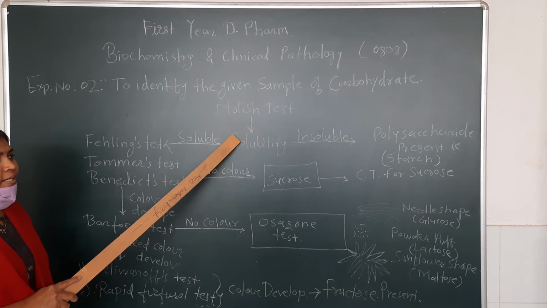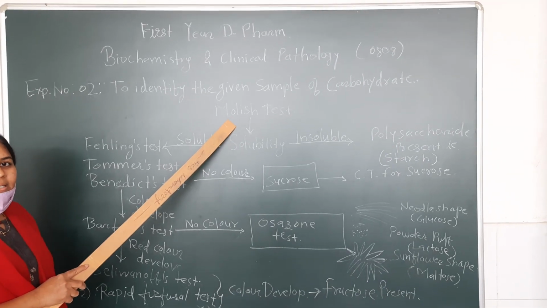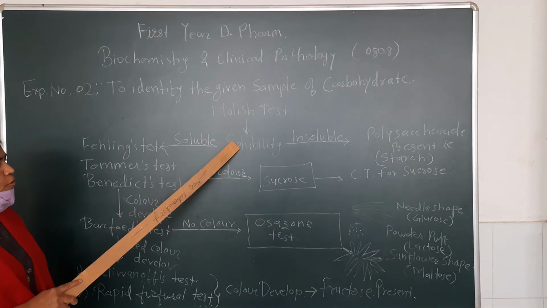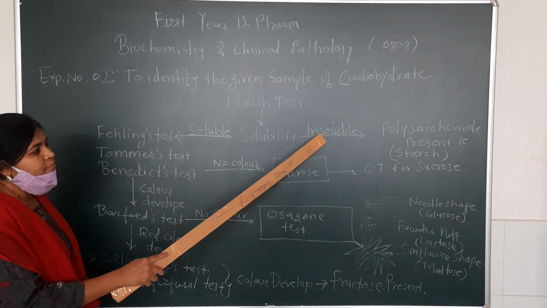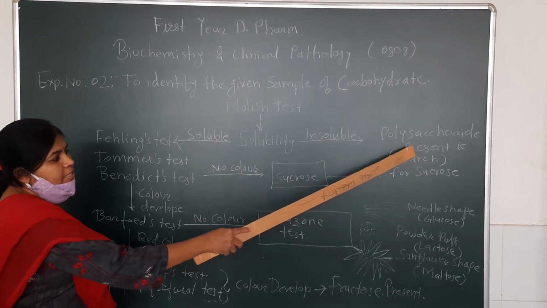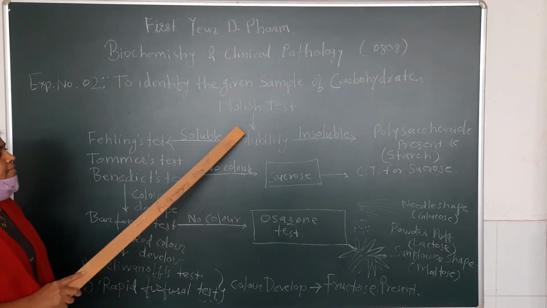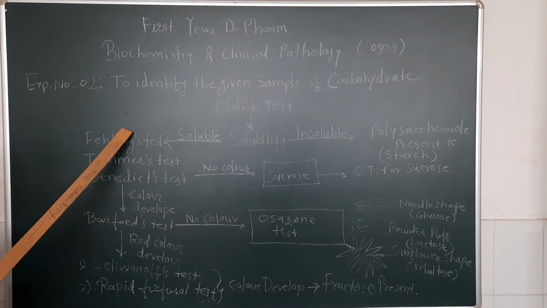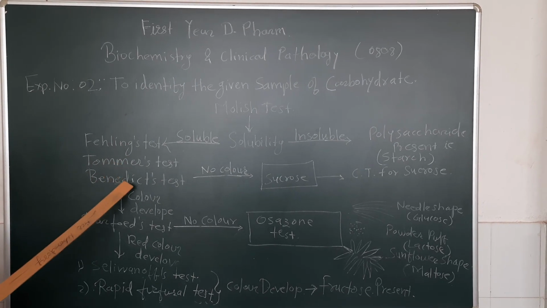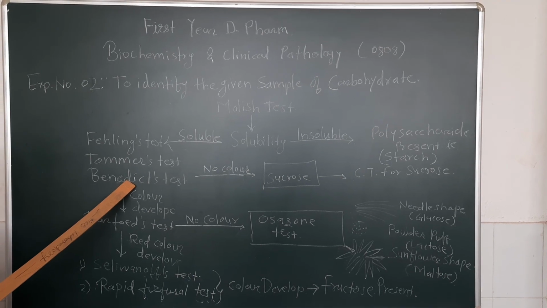Then we have to take the sample, dissolve it in 20 ml distilled water and check the solubility. If your sample is insoluble in water, that means your sample is a polysaccharide, that is starch. And if the sample is soluble in water, then we have to perform Fehling's, Tollens and Benedict tests. It means your sample is a monosaccharide or a disaccharide.